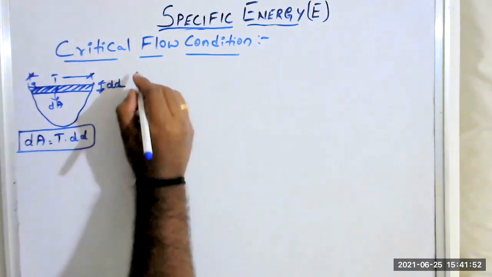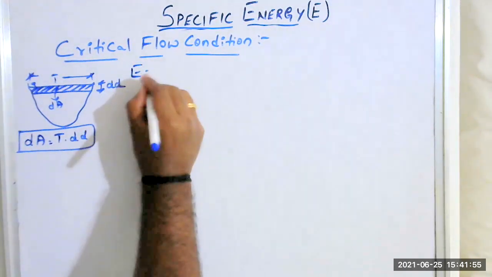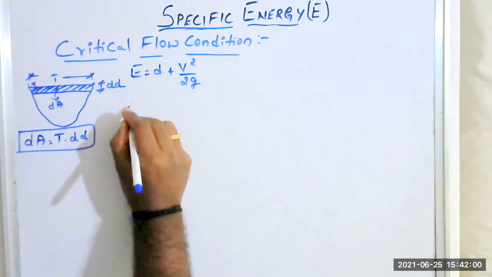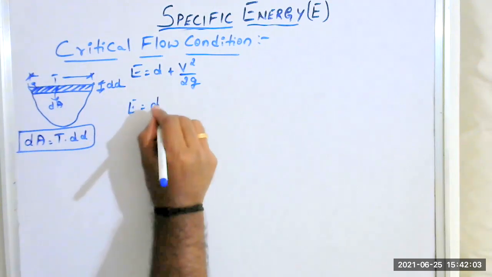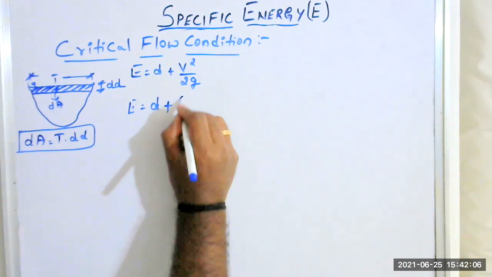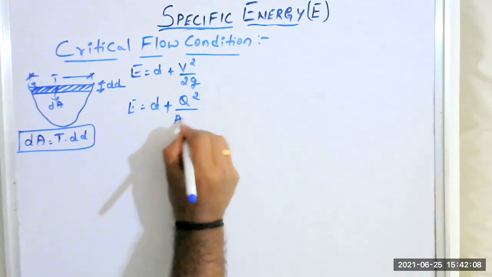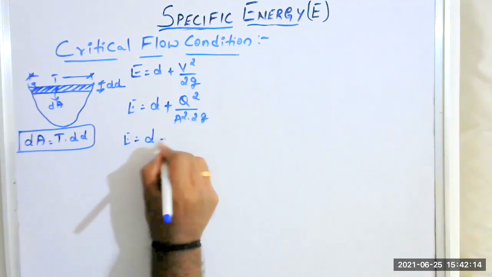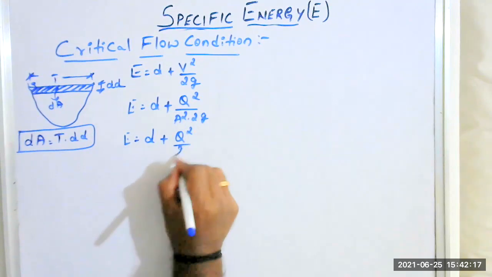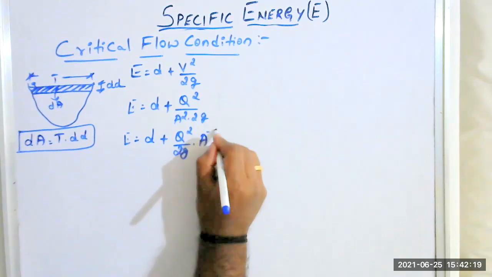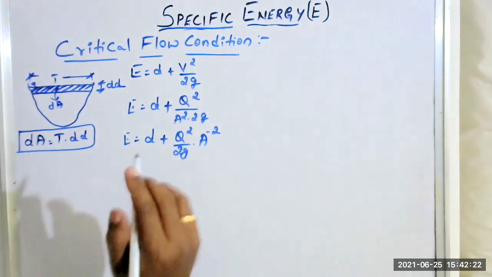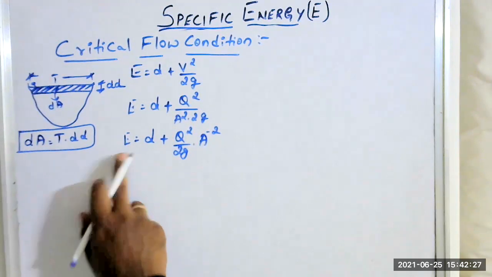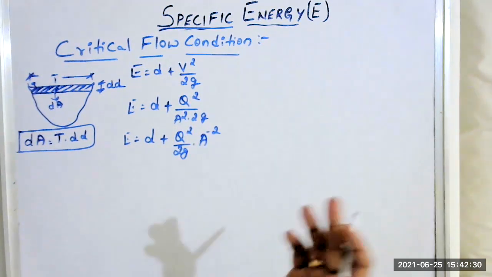Now we'll move from the basics, that is E is equal to d plus v square by 2g. So E is equal to d plus, in place of v I replace by discharge, that is q square by a square into 2g. That is E is equal to d plus q square by 2g into a to the power of minus 2. So for the critical flow, the condition is that the specific energy becomes minimum specific energy, depth becomes critical depth, velocity becomes critical velocity.